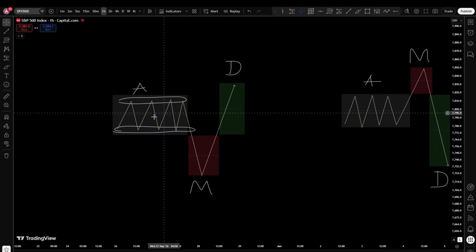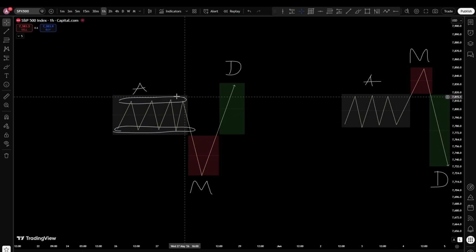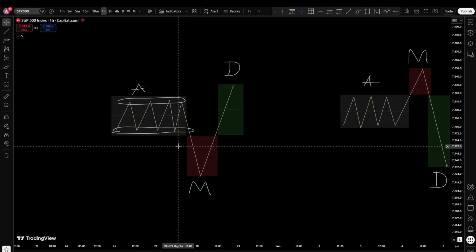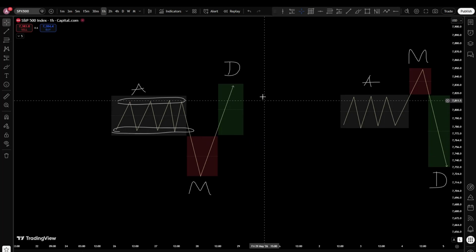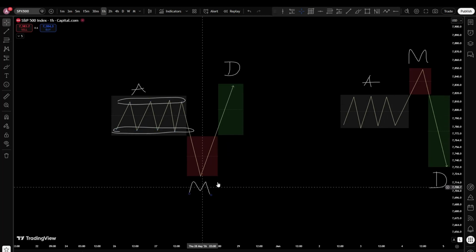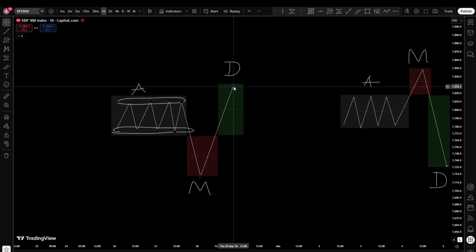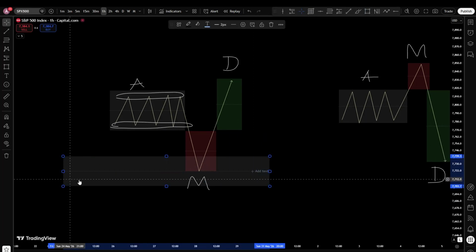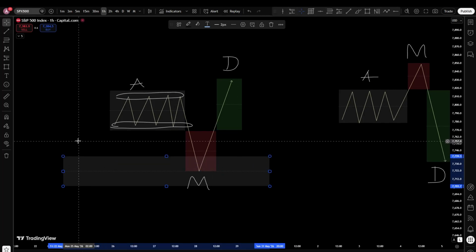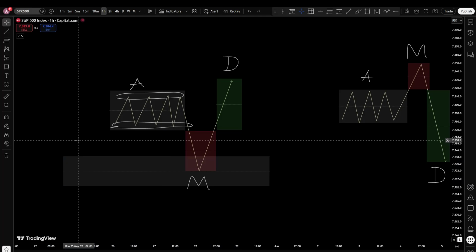Imagine after the price left this range here: the sharper the movement in the manipulation phase is, the stronger the distribution phase will be. In the manipulation phase, we'll see that the price went down from the low into some zone of interest. That zone of interest can be an imbalance, order block, rejection block, inversion fair value gap, anything.